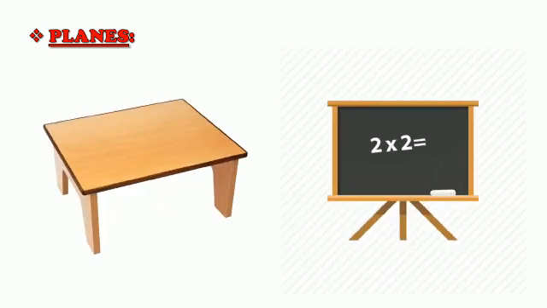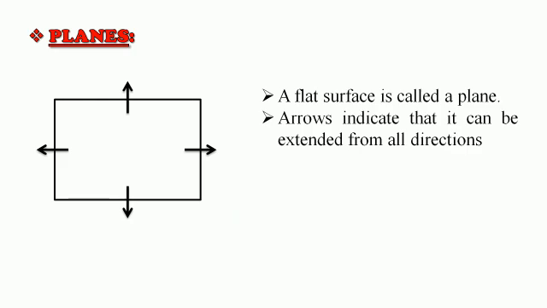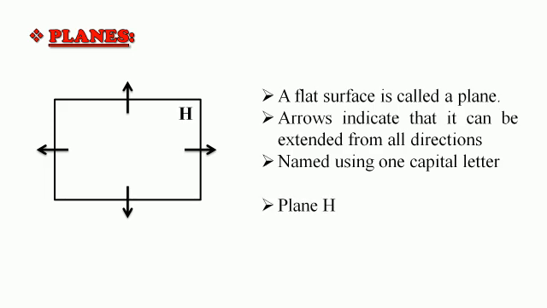Planes. A flat surface is called a plane. Look at the images given on the screen. The surface of this table and the surface of this blackboard is an example of a plane. The arrows on these planes indicate that they can be extended from all directions. A plane is named using one capital letter. The name of this plane is plane H.